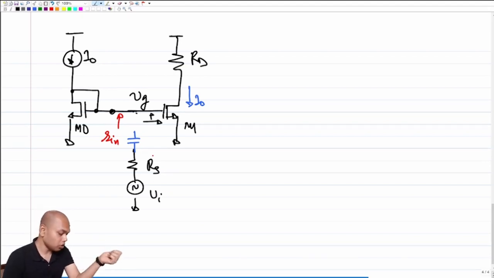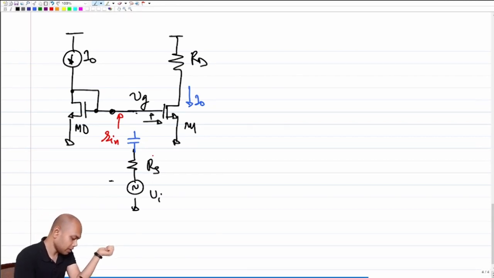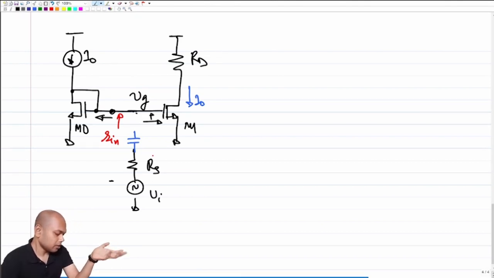Now, looking to the left, we are not only seeing the gate of a transistor, we are not only seeing the gate of M0, we are also seeing the drain of M0. The gate and the drain are connected, so we'll have to do an analysis to see what the impedance looking to the left is. So what will be the impedance?